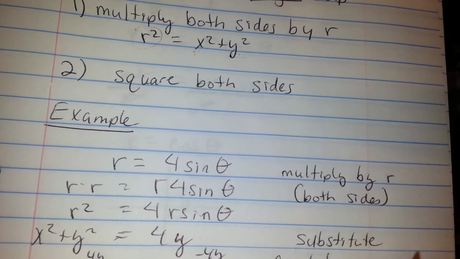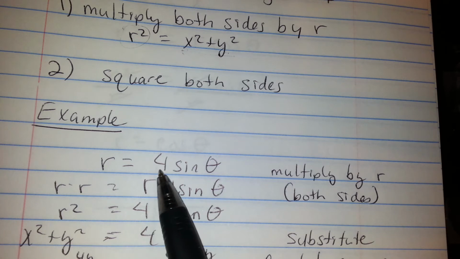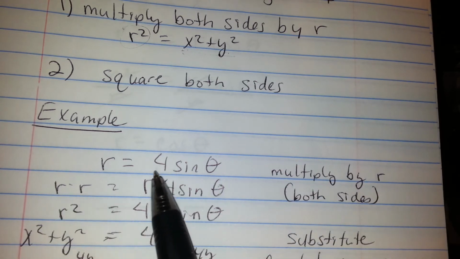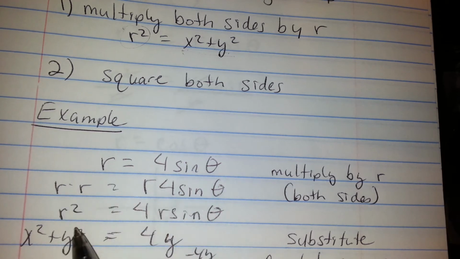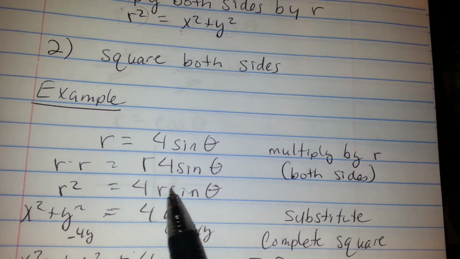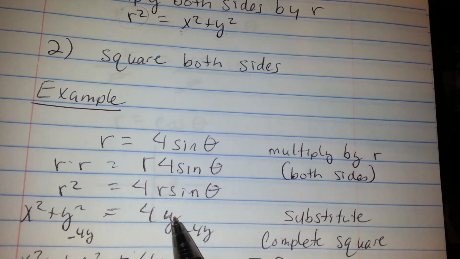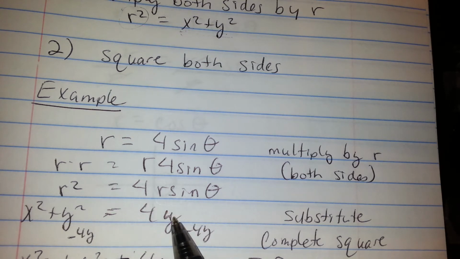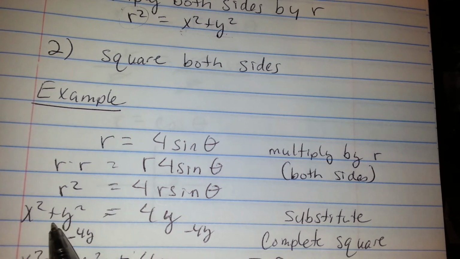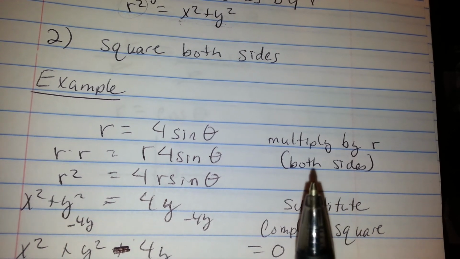Okay, so here's an example. I have r equals 4 sine theta. Well, this is not anything right now, but I'm going to multiply both sides by r. Notice I've got r times r, and then I multiply this by r. So now I've got r squared equals 4r sine theta, and I just rearrange, putting the 4 first. So what's r sine theta? That's y, right? So I've got 4y. And what's r squared? That's x squared plus y squared. Remember, that was one of the things that was given.